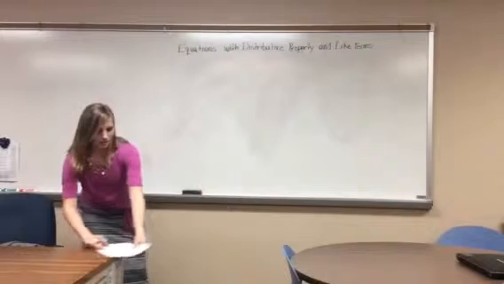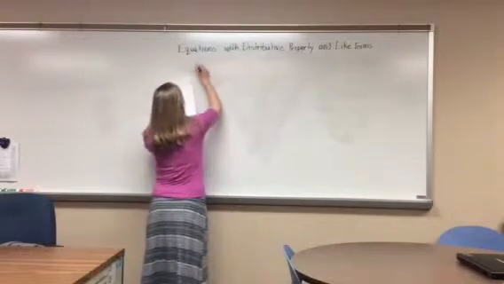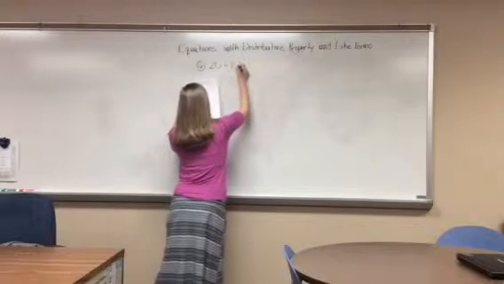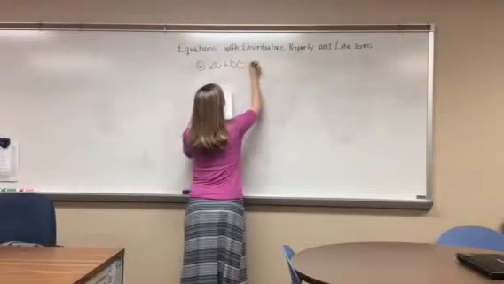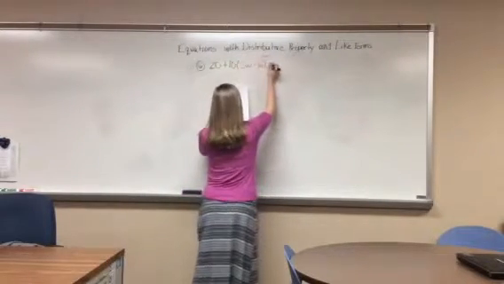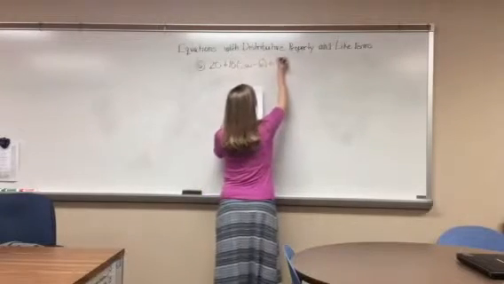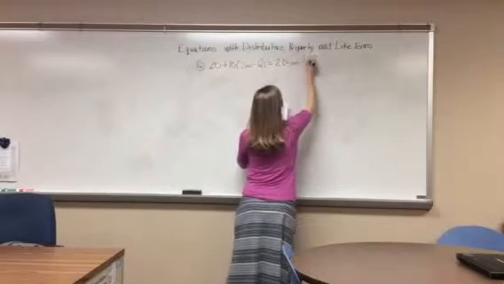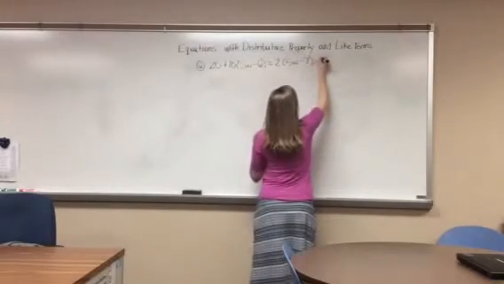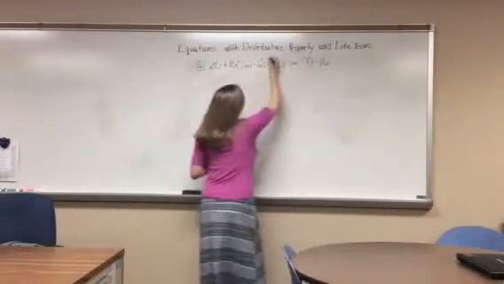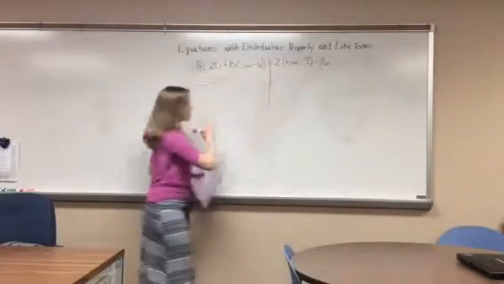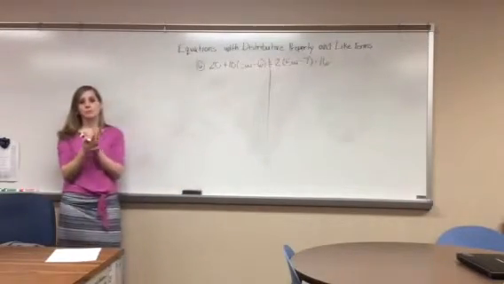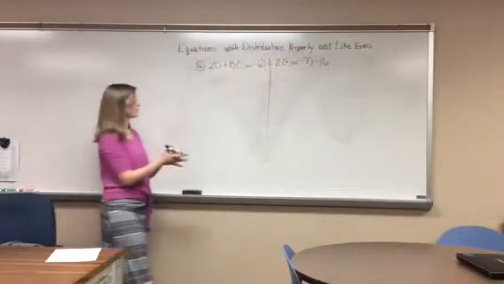We have 20 plus 10 parentheses 2w minus 6 end parentheses equals 2 parentheses 5w minus 7 end parentheses minus 16. Draw that line. Make sure you know where your two sides are. Okay? Start by getting rid of the parentheses. So do the distributive property.